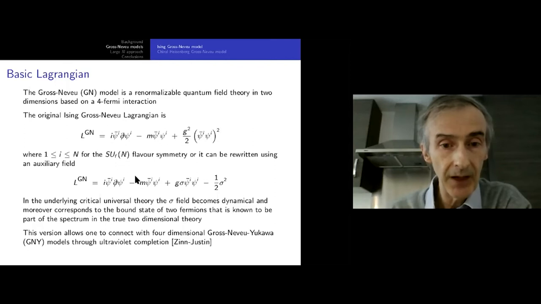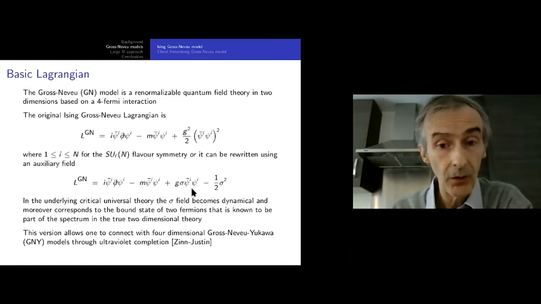Obviously you can put a mass in it. At criticality, masses are irrelevant because they don't scale. The masses run to 0, fixed points are scale free, so the masses are irrelevant. The sigma field here doesn't propagate, but it defines the dimension of the sigma field through the interaction.